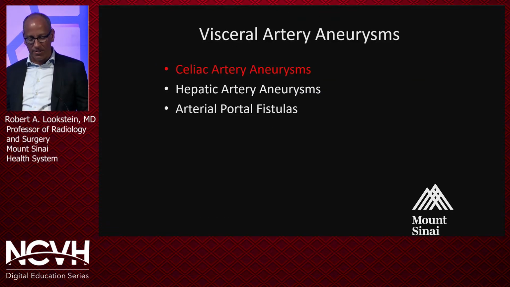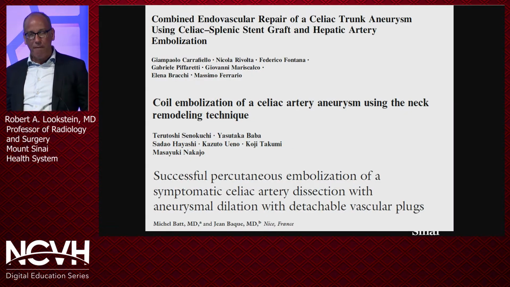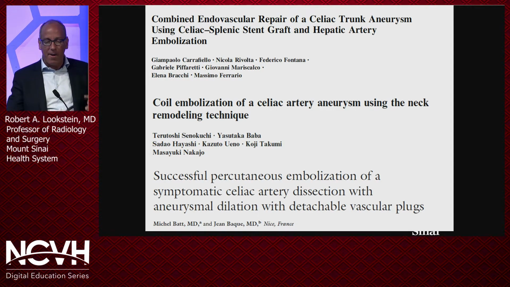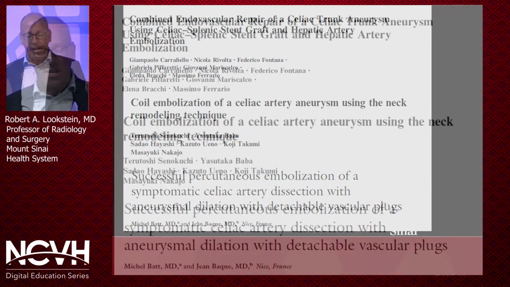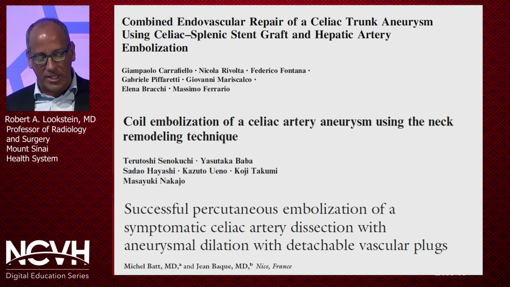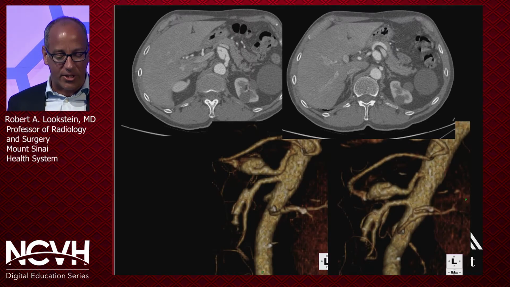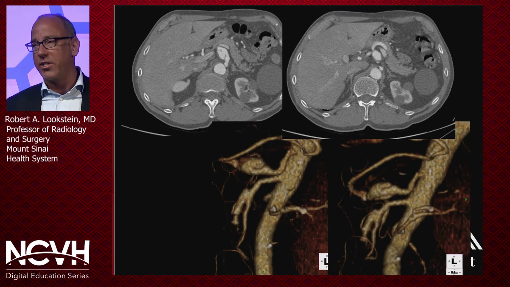All right, so celiac artery aneurysms. Very, very rare entity. There's a couple of case reports in the literature about treating these. People have talked about using stent grafts and transcatheter coil embolization. I personally think that's making it even too complicated, and I'm just going to show using transcatheter embolization coils to treat this. This is a large dissecting aneurysm.